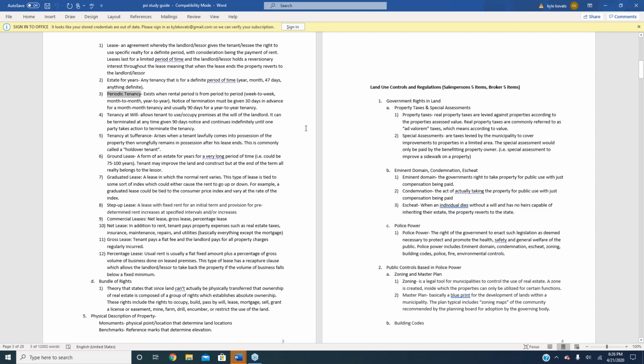Then we have the periodic tenancy. The periodic tenancy is any lease from period to period.